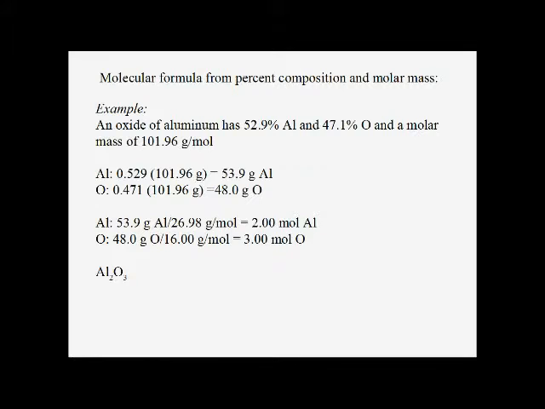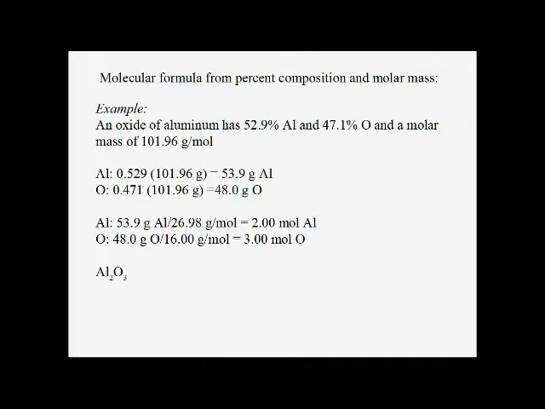So to go through this, we have the compound aluminum oxide. Aluminum oxide has 52.9% aluminum, 40.7% oxygen, molar mass of 101.96 grams per mole. So we assume that we have 101.96 grams. So we multiply by a decimal version of 52.9, so we get 0.529 times 101.96, which is 53.9 grams of aluminum. Do the same thing with oxygen. We get 48 grams of oxygen.